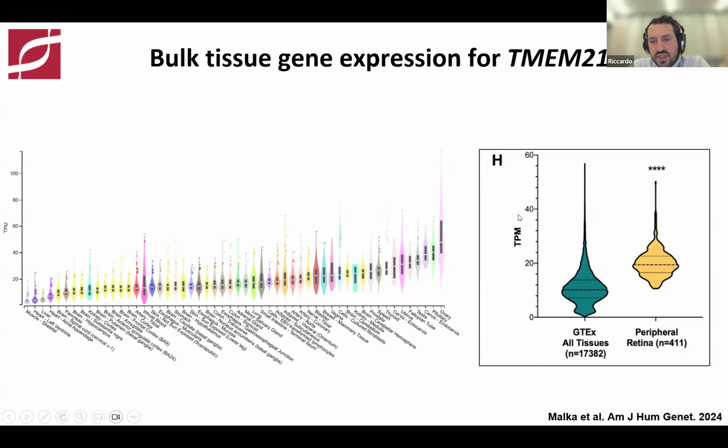In fact, here I want to show you one figure, part of the same manuscript, in which we compare the expression of TMEM216 in peripheral retina in 411 samples versus the same expression in all the tissues that you see here. It was very interesting to see that we observed an increased presence and expression of TMEM216 in the peripheral retina compared to the sum of tissues. And I think this is extra evidence of the relevance of TMEM216 in not only a systemic syndromic disorder, but also a non-systemic eye phenotype like retinal degeneration, such as retinitis pigmentosa.